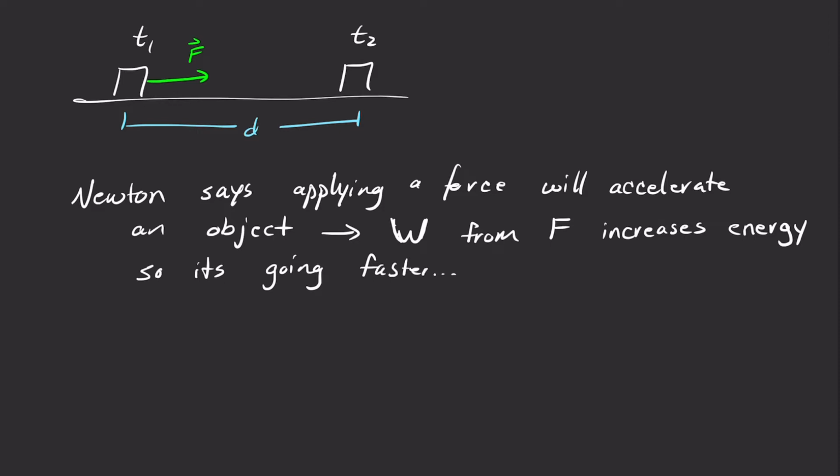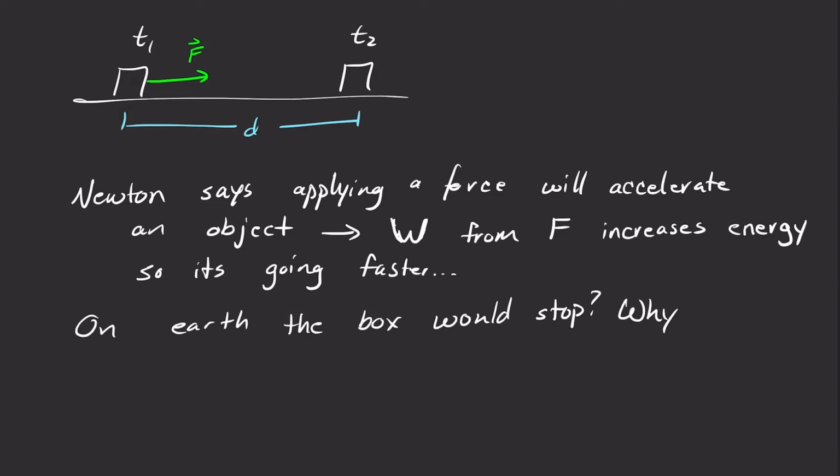Okay, but on Earth, the box would stop, right? On most surfaces, if we push something, we apply some force, and this object moves, it's going to stop. And so why is that? If applying a force does work on an object, and we say that's going to increase the energy or accelerate it, why does it stop?